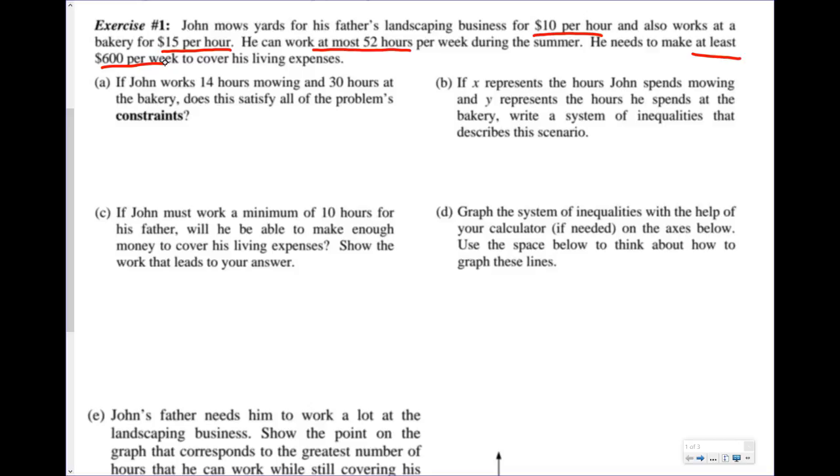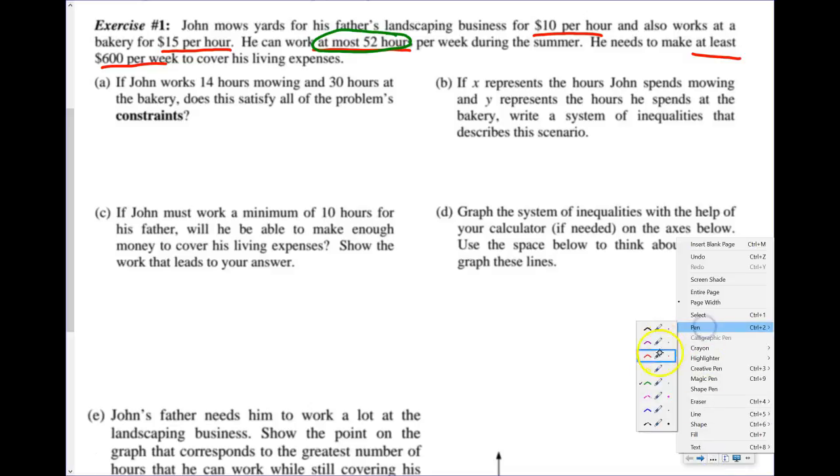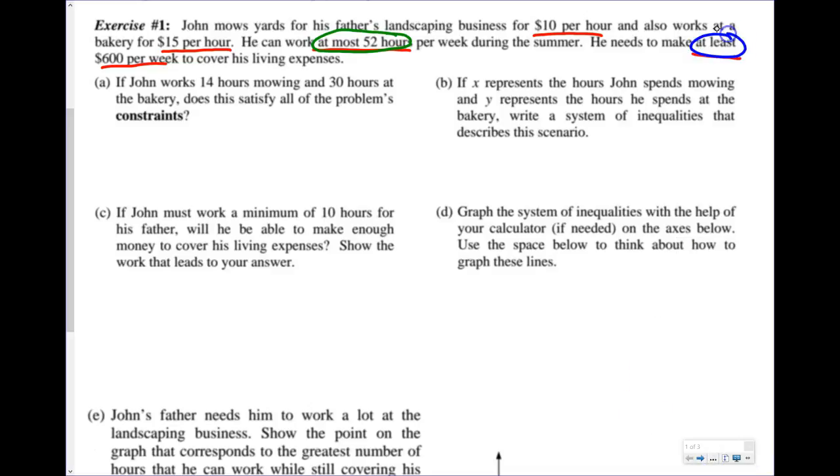Okay, so let's look at part A. If John works 14 hours mowing and 30 hours at the bakery, does this satisfy all of the problem's constraints? This is one of the constraints right here in green. He can only work at most 52 hours during the summer, and the other constraint is that he needs to make at least $600 per week. So he can't work more than 52 hours, but he needs to make at least $600 a week to cover his living expenses.